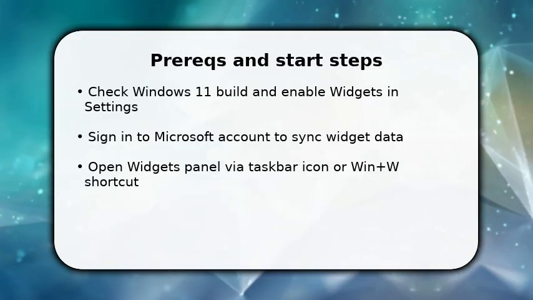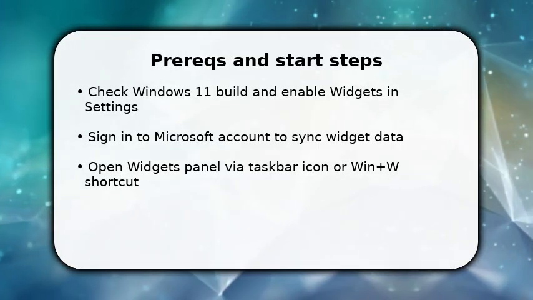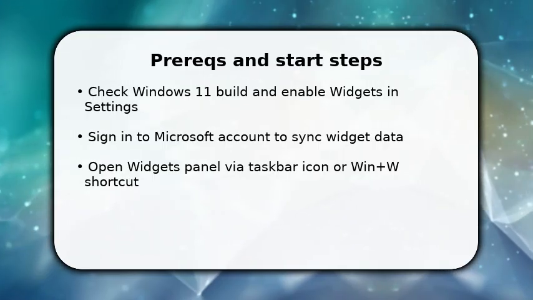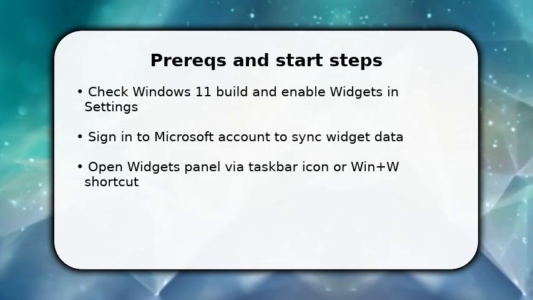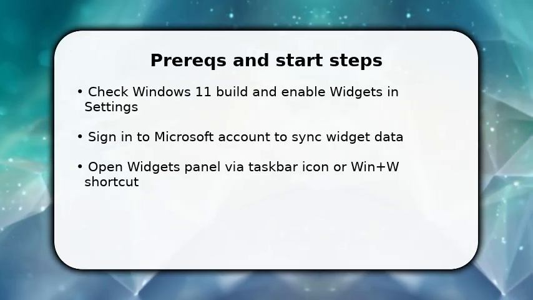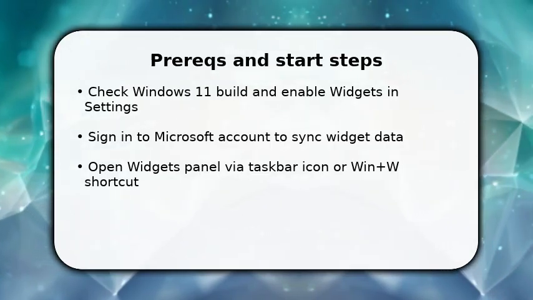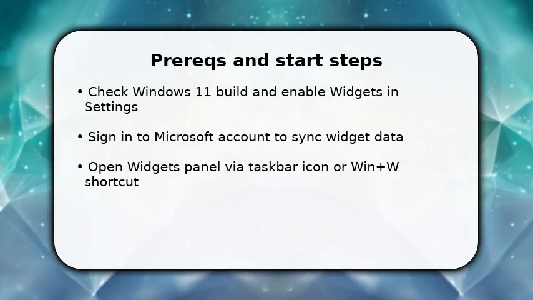Now open the Widgets panel by clicking the taskbar Widgets icon or pressing Win+W. You're ready to add content. The panel shows recommended and installed widgets. Make sure to pause and verify your account appears at the top before proceeding.